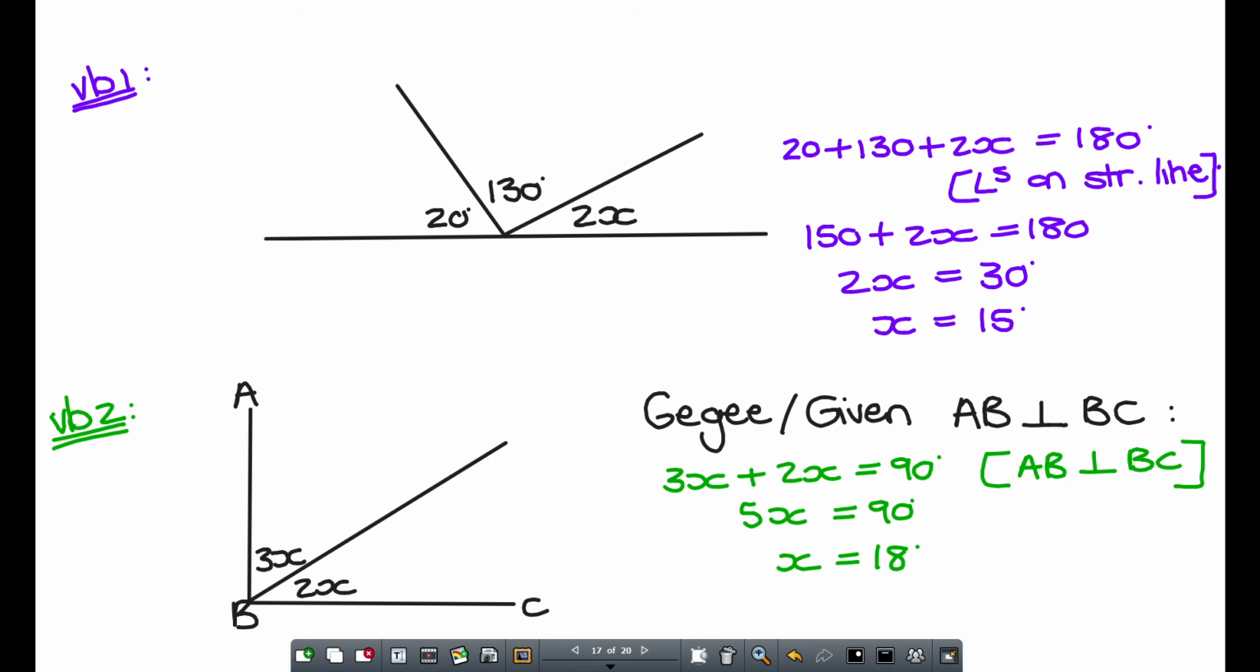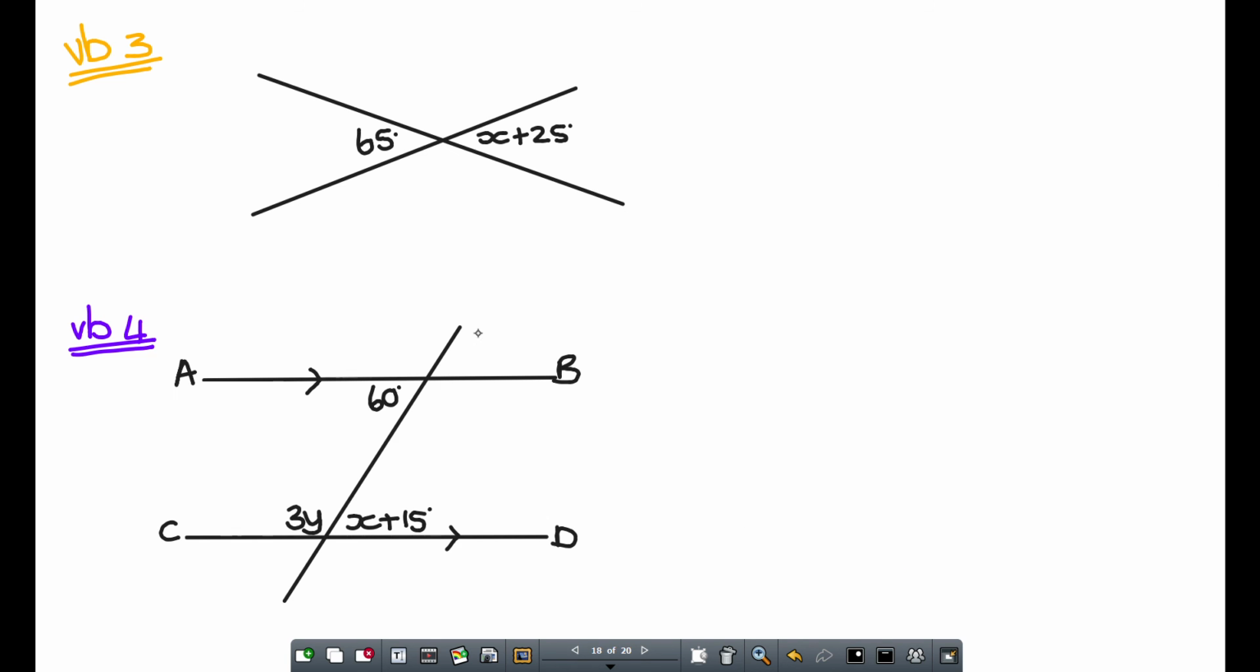Yes, but you don't have to write that. All they're asking is solve x. Okay, yes. Can I skip? Okay. There's your next two examples. Number 3 and 4.